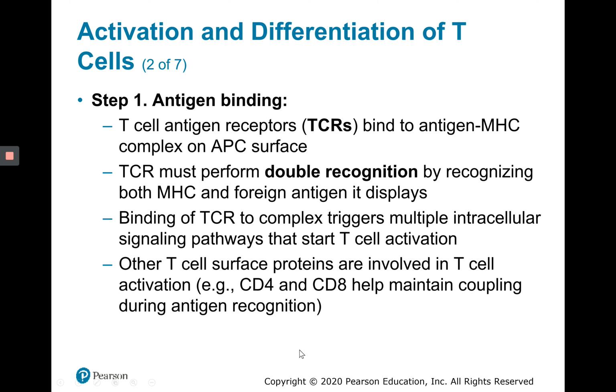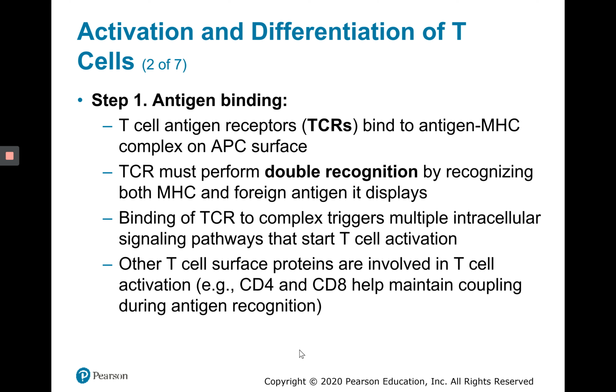The T cell receptor must perform a double recognition. It has to not only recognize MHC, but also the foreign antigen it displays. And then when the T cell receptor binds to the MHC antigen complex, if that double recognition is made, that would trigger multiple intracellular signaling pathways that would start T cell activation.